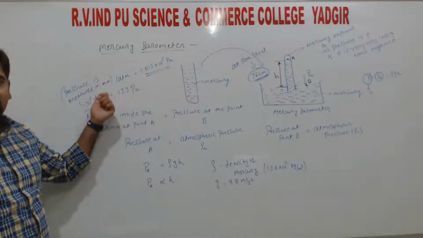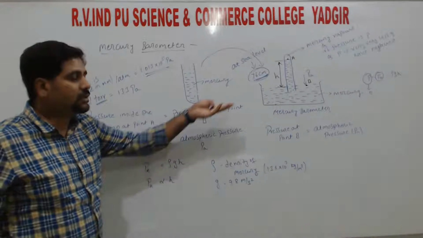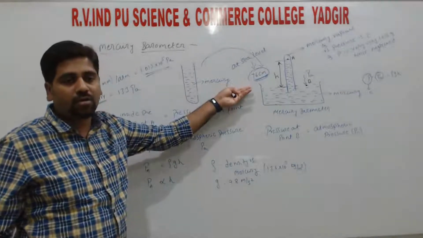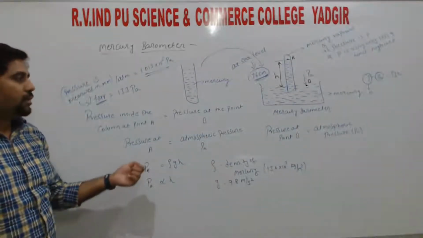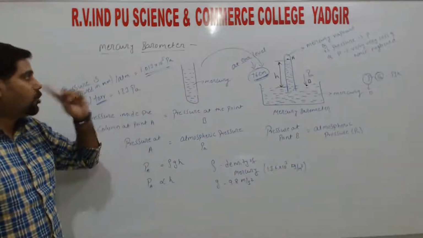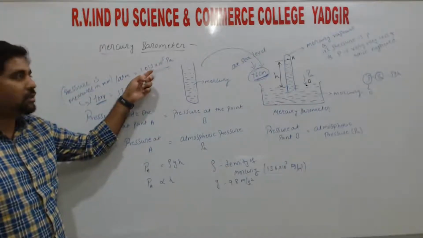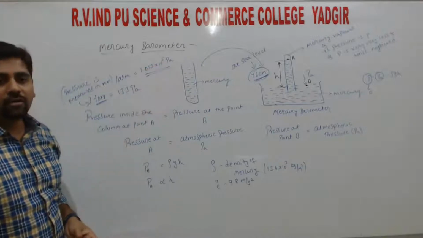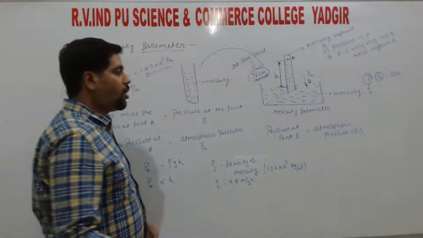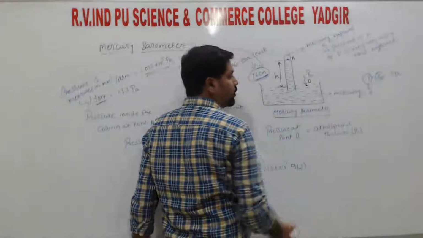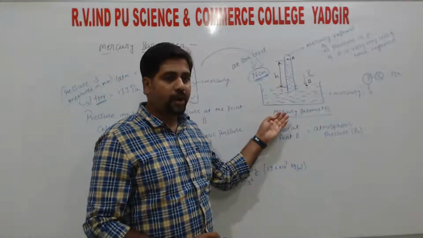Regularly we use centimeters. So 76 centimeter of mercury, right? We call that 1 atmosphere, right? So the 1 atmosphere value in terms of Pascal is 1.013 into 10 to the power of 5 Pascal, right? The main thing here is the device we use to find out the atmospheric pressure value, that is the mercury barometer, right?